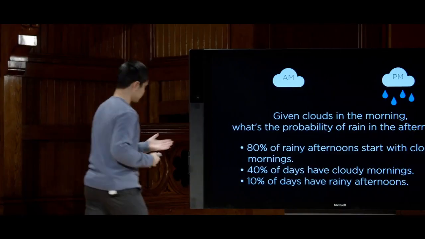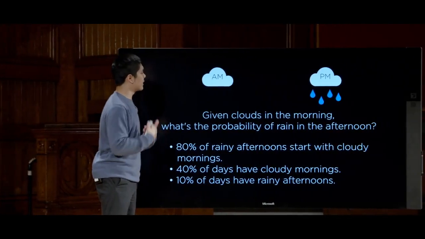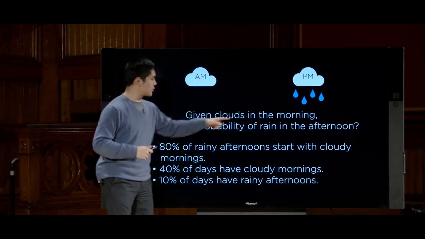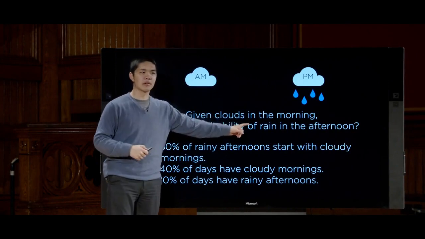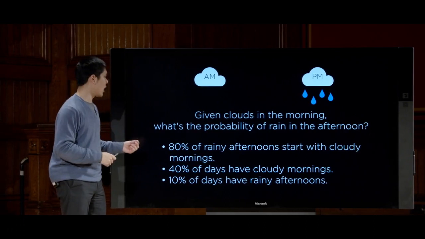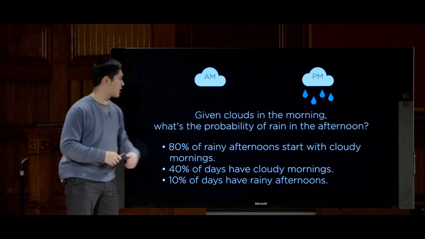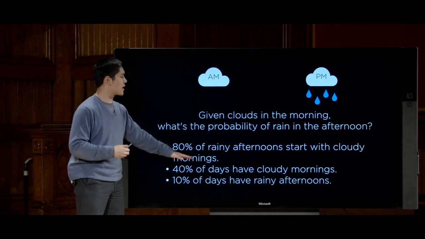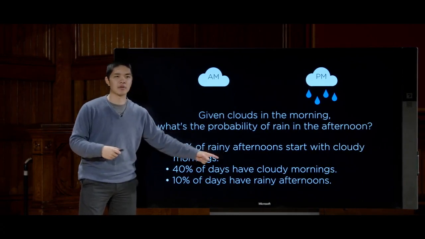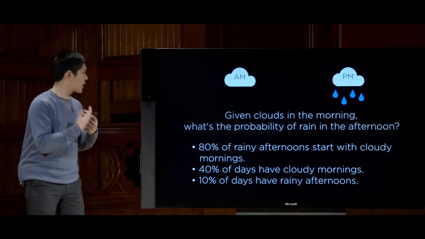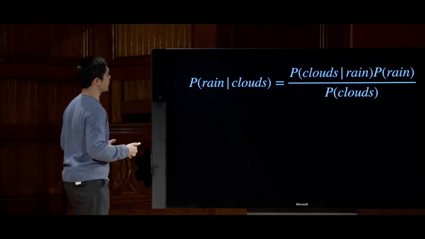And now using this information, I would like to figure out, given clouds in the morning, what is the probability that it rains in the afternoon? I want to know the probability of afternoon rain given morning clouds. And I can do that in particular using this fact: if I know that 80% of rainy afternoons start with cloudy mornings, then I know the probability of cloudy mornings given rainy afternoons. So using the reverse conditional probability, I can figure that out. Expressed in terms of Bayes' rule, this is what that would look like.